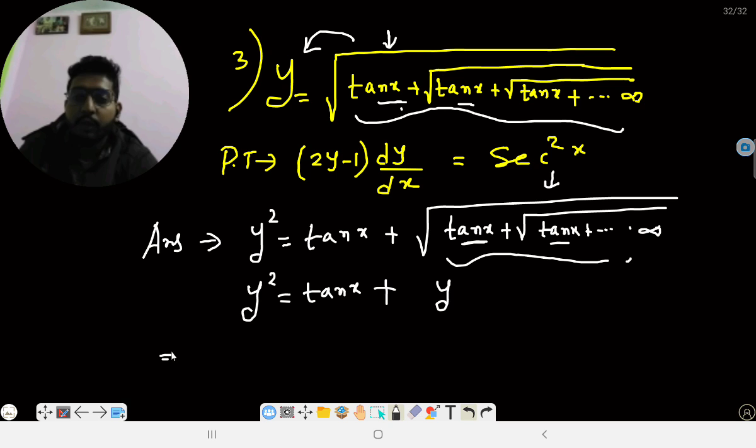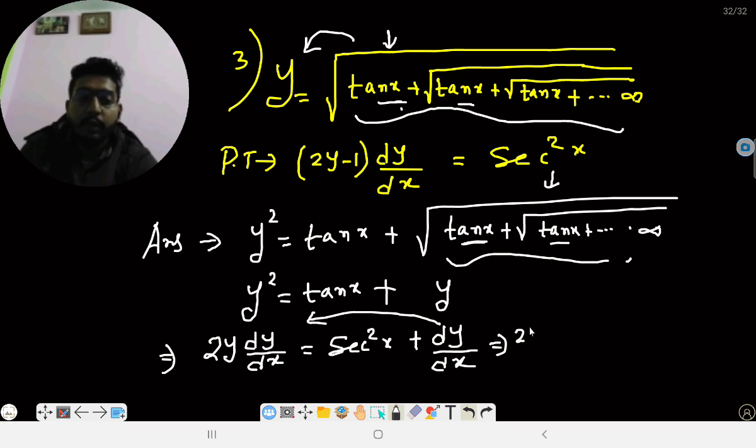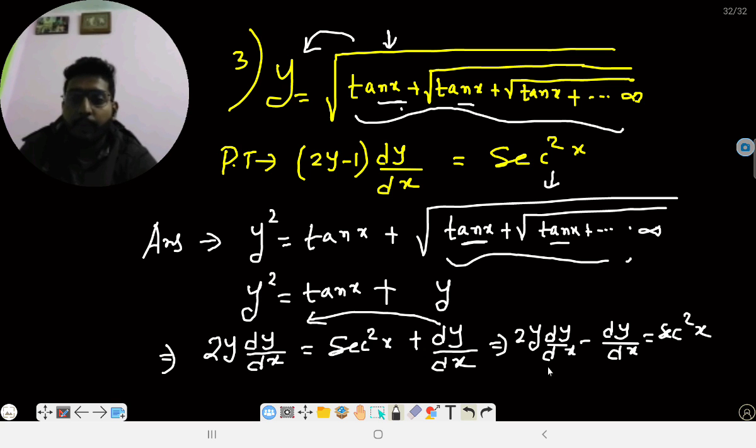Now differentiate this. If I differentiate y square with respect to x, that will be 2y dy/dx. And the differentiation of tan x will be sec square x, and of y it will be dy/dx. Now if the dy/dx goes there, that will be 2y dy/dx minus dy/dx equals sec square x.